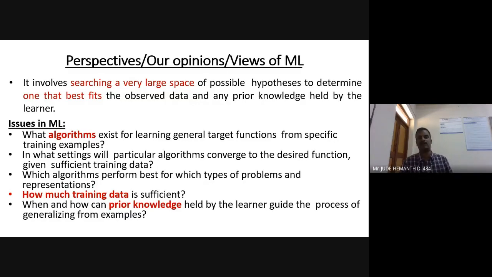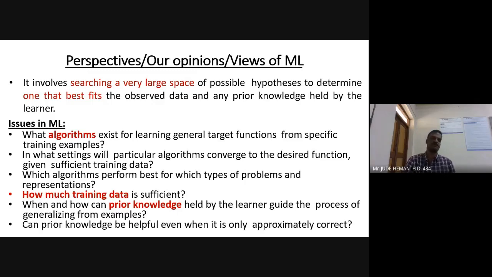When and how can prior knowledge held by the learner guide the process of generalizing from examples? Background knowledge, the features, not the complete data, but the internal features which are given to the learner. Remember, we have a learner and a reasoner. The learner is only learning and creating the model. The reasoner will take a new image and create an output. So the knowledge obtained by the learner, how far is it going to help the reasoner? The computer has both the blocks. They don't have much difference between them. But how is it going to do the testing process? That is another interesting question.